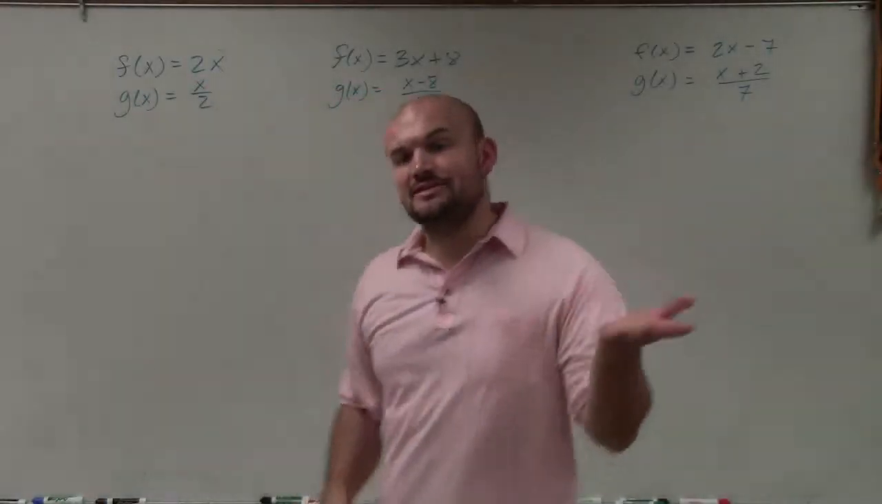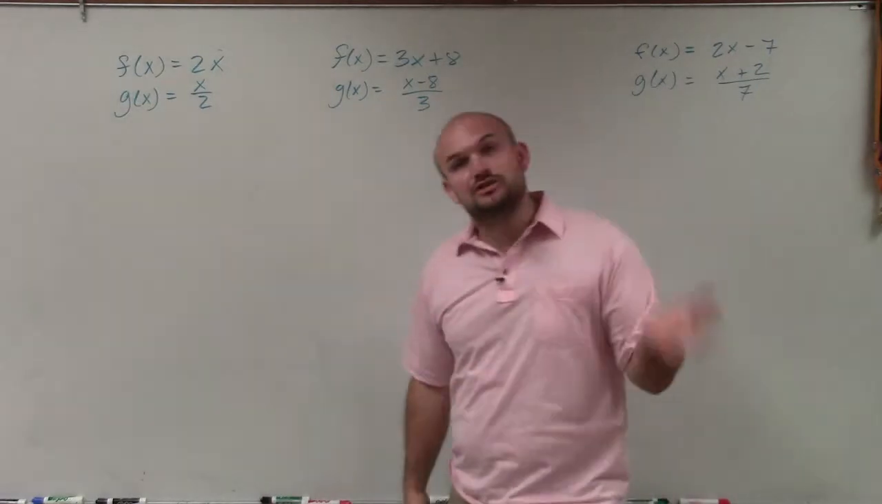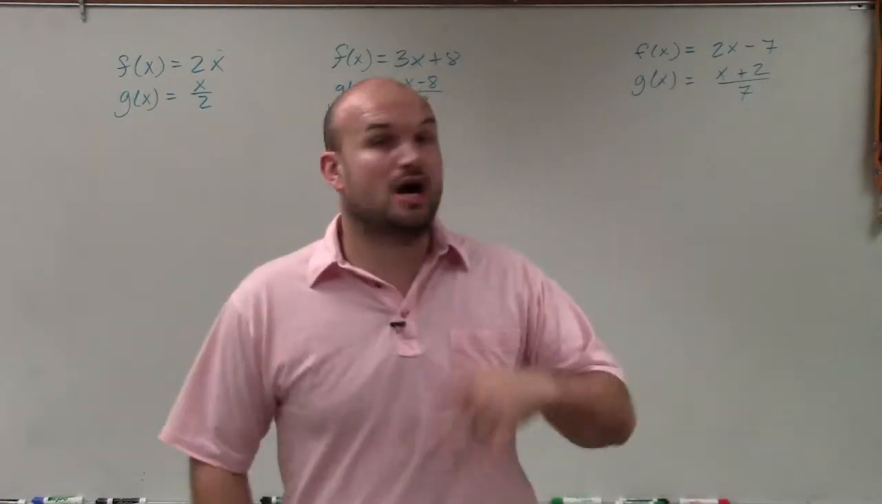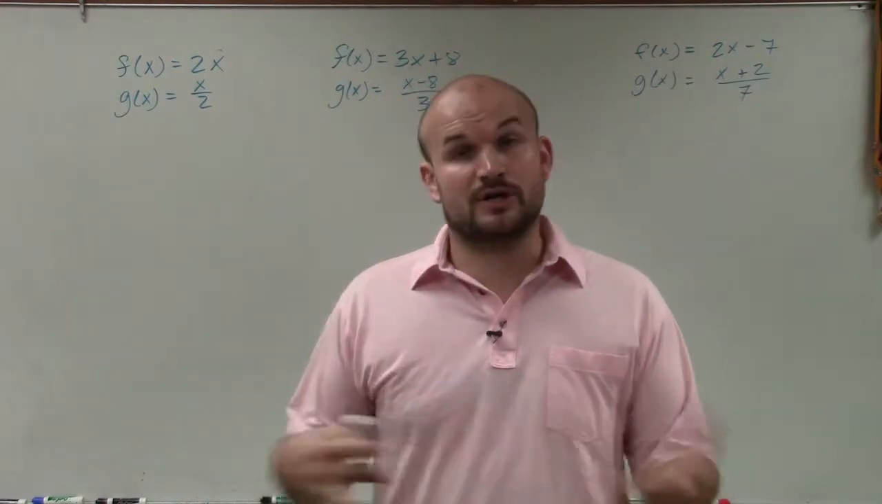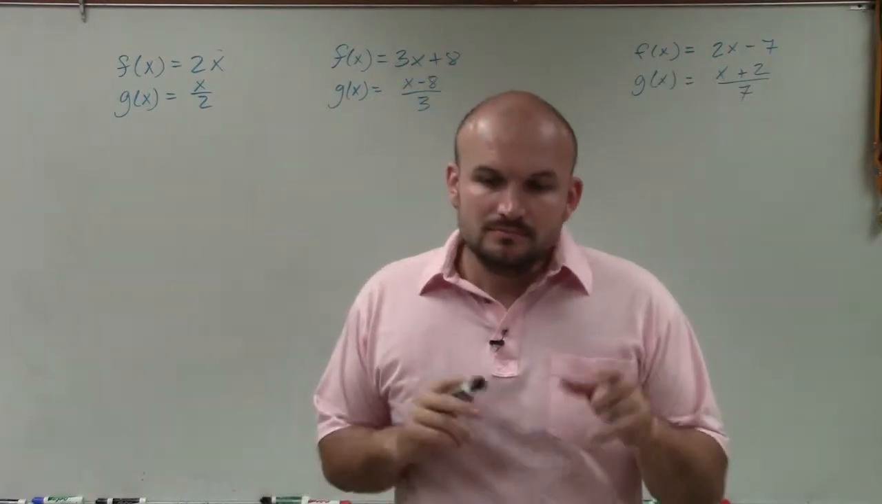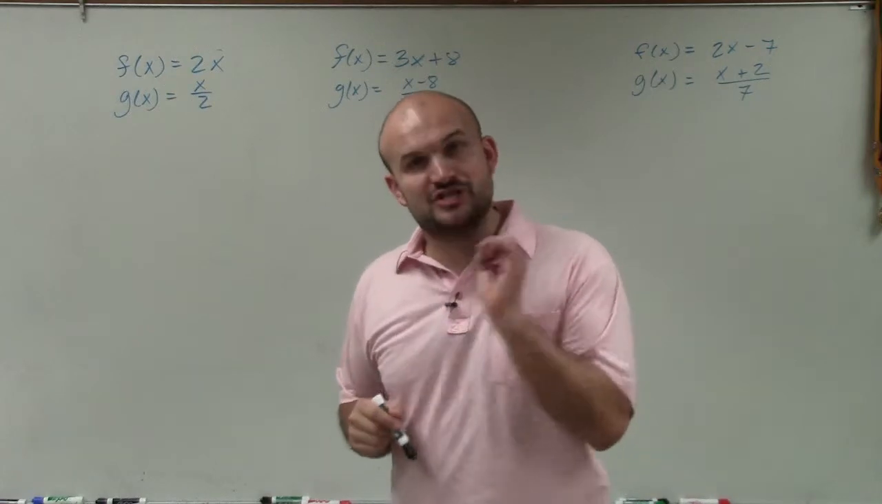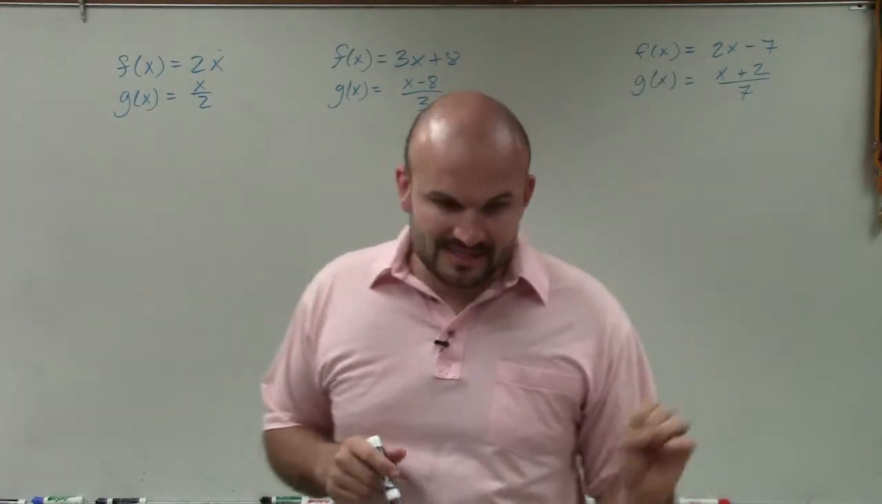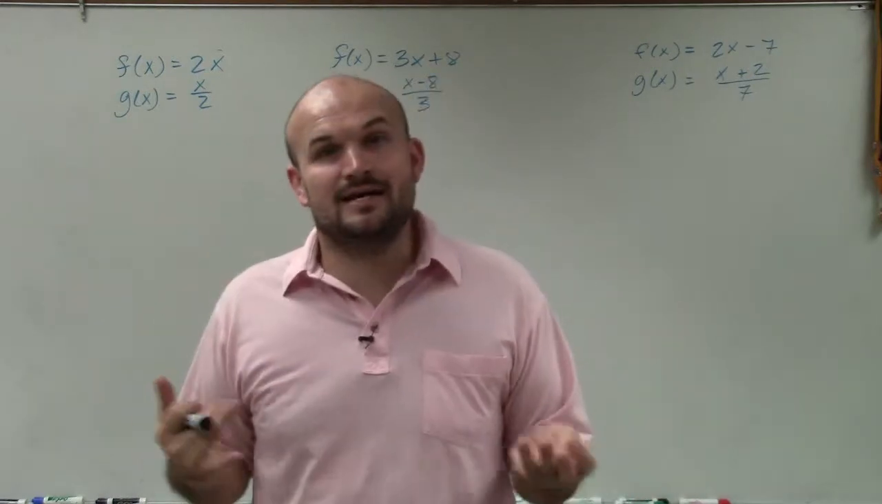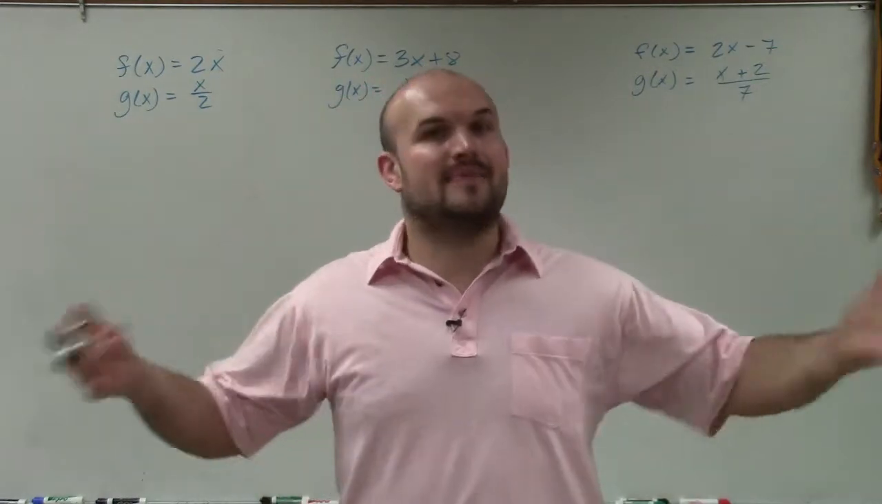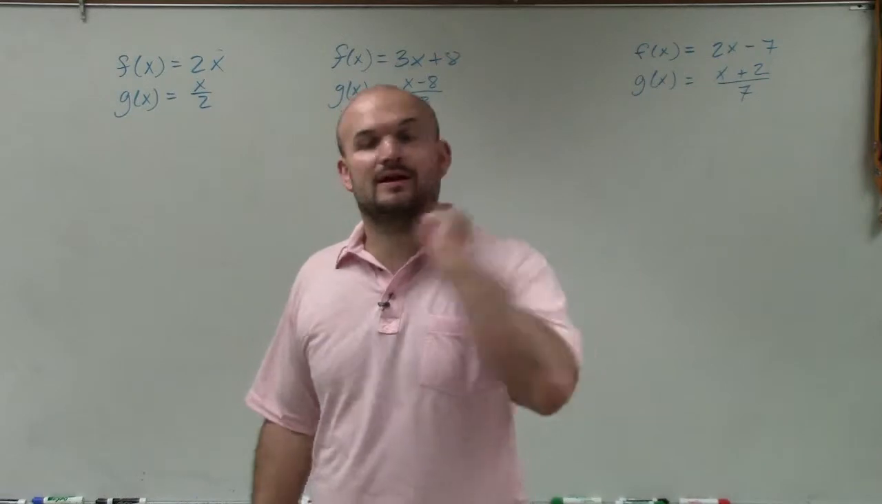Welcome, ladies and gentlemen. So what I'd like to do is show you how to determine if two functions are inverses of each other formally. Basically, what we're going to do is compose both of our functions. We're going to do f of g of x and g of f of x. And when we compose them, if they both give us our identity function, which is just x, then we have inverses. If we do not, then they are not inverses.